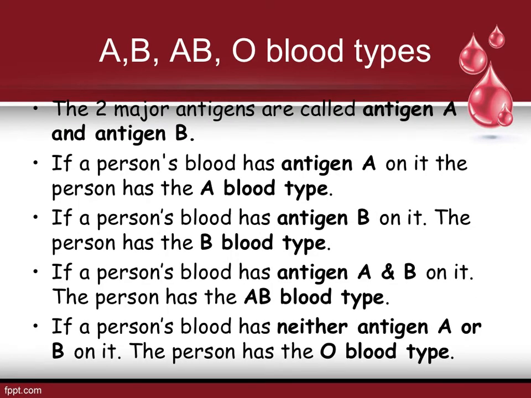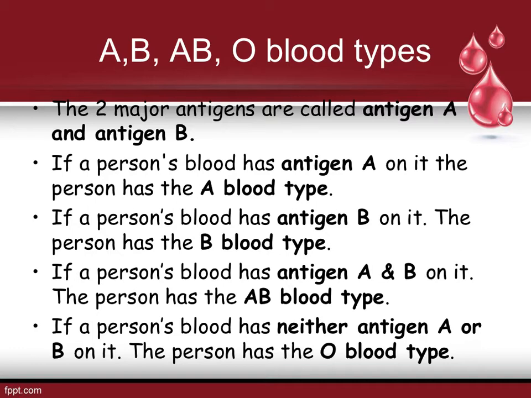So there are 2 major antigens. They are called antigen A and antigen B. And these are the ones that pretty much determine the blood type that you are going to have. If a person has antigen A on their blood cells, then that person has type A blood. If the person has antigen B on their blood cells, that person has type B blood. If the person has both antigen A and antigen B, then that person has type AB blood. And if the person has neither antigen A nor antigen B, the person has type O blood.